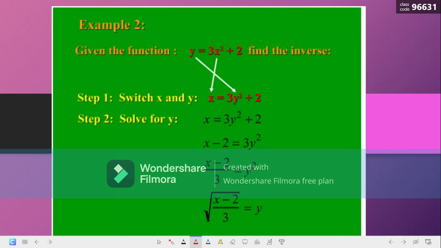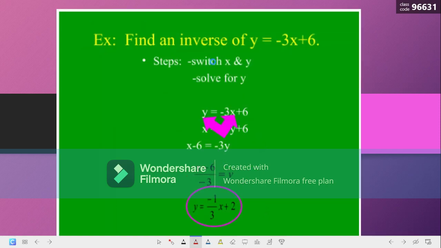Remember, there is an exponent 2 on our y. We need to retain y on one side of the equation, so we extract the square root of both sides. If we extract the square root of both sides, the exponent 2 will be cancelled out. So you have y = the square root of (x - 2)/3. Always remember, you need to place y on the left side. This is now the inverse equation of the given equation.